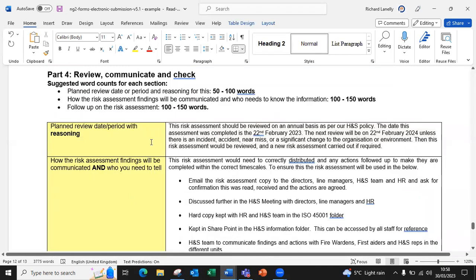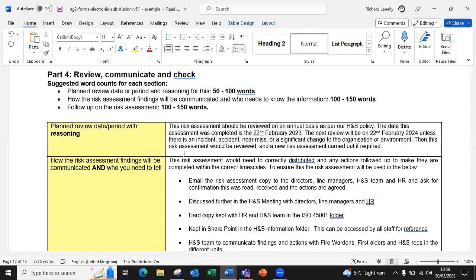In part 4, we're going to ignore these word counts because they're just a guide. If you get to 100 words, you're not expected to start deleting things. Okay, planned review date. Sometimes people get tricked on this because they start talking about action review periods and things like that. That's not what it means. It's a review of the whole risk assessment. You would expect to do that after 12 months. So you would put in there as part of the way that we do things.